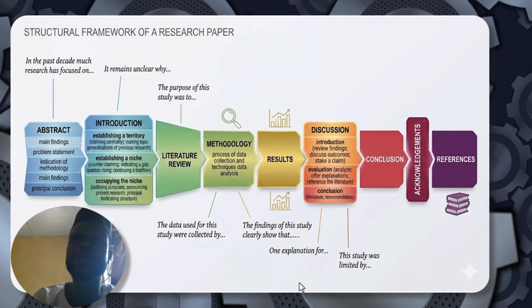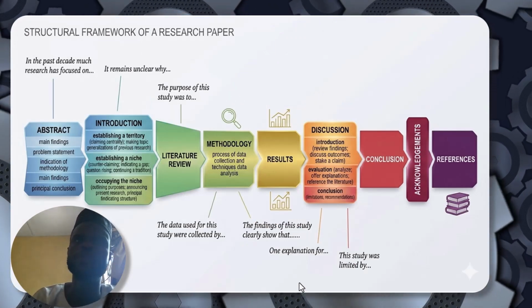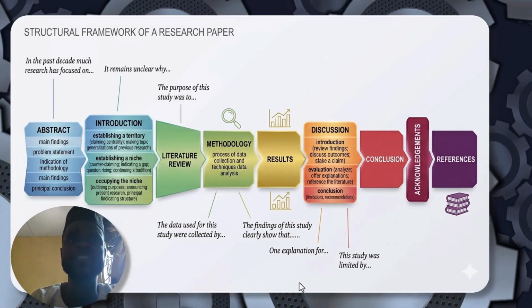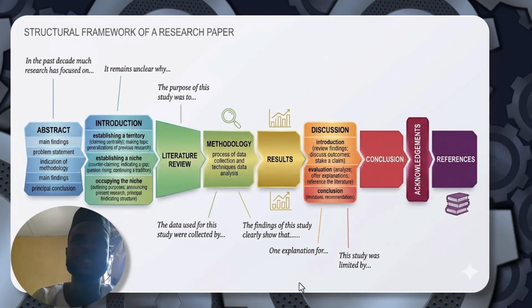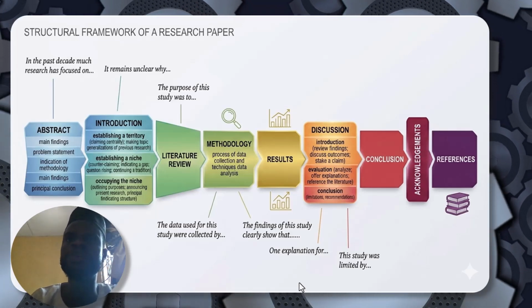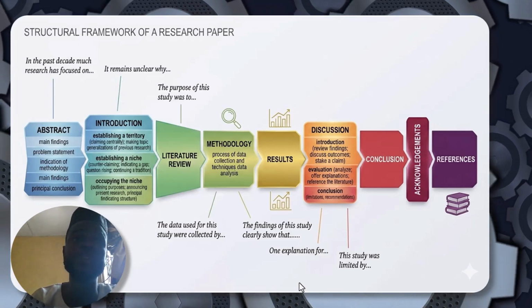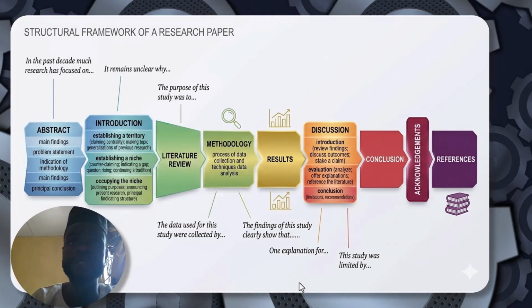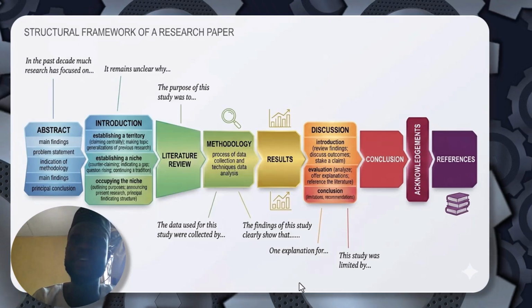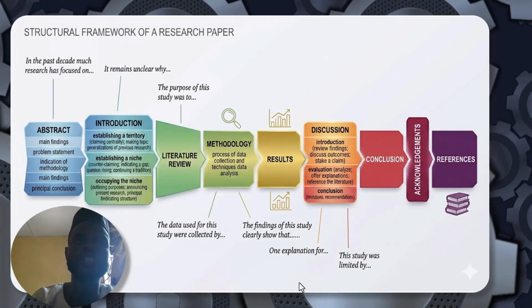The abstract is one of the most important parts of your paper because it is usually the first section people read. In some cases, it may be the only section they read before deciding whether to continue. That means your abstract must be clear, concise, and informative.